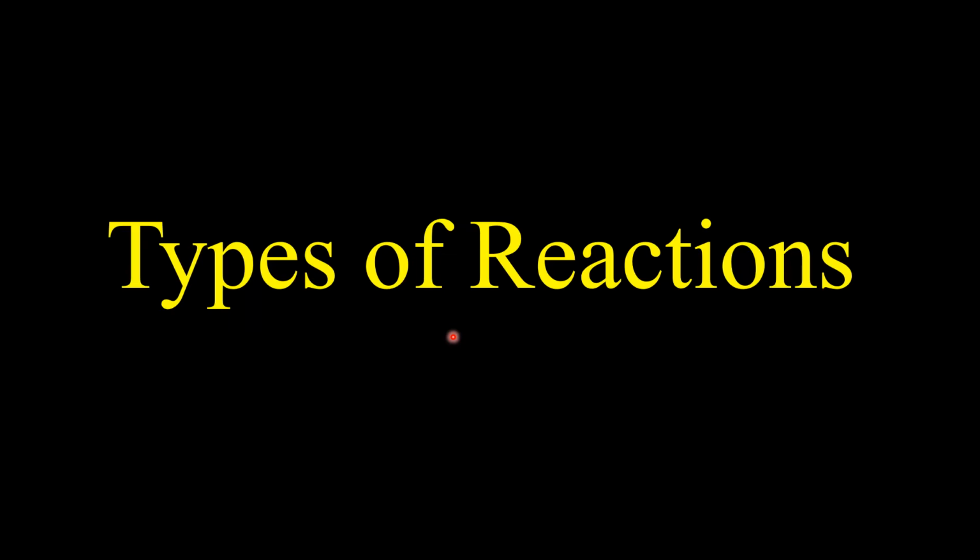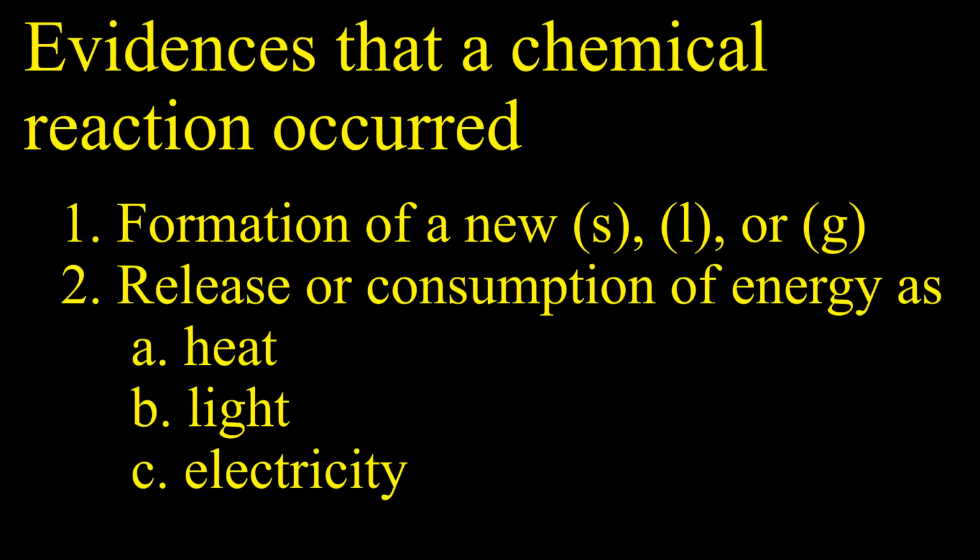We're beginning our discussion for types of reactions. This will be a brief overview. Here's a list of evidences that a chemical reaction occurred. Any one of these would work to provide evidence that a chemical reaction had occurred.